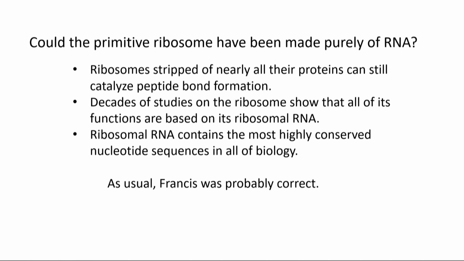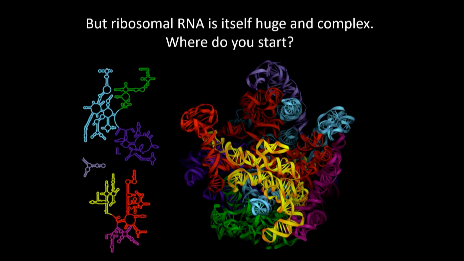So, back to Francis Crick's question: could the primitive ribosome have been made purely of RNA? Ribosomes, stripped of nearly all their proteins, can still catalyze peptide bond formation, as we discovered a couple of decades ago. And decades of studies on the ribosome show that all of its functions are based on its ribosomal RNA. Sometimes the proteins are helping out a little bit, but it's basically an RNA-based machine. And ribosomal RNA contains the most highly conserved nucleotide sequences in all of biology. So, as usual, Francis was probably correct.